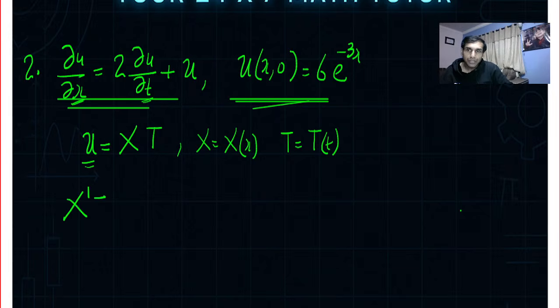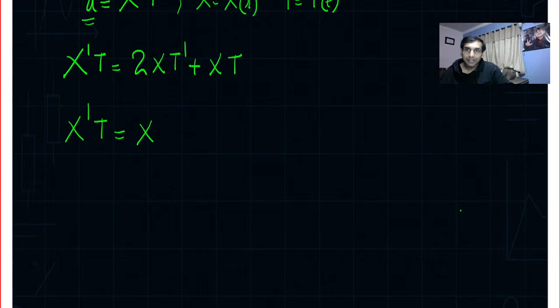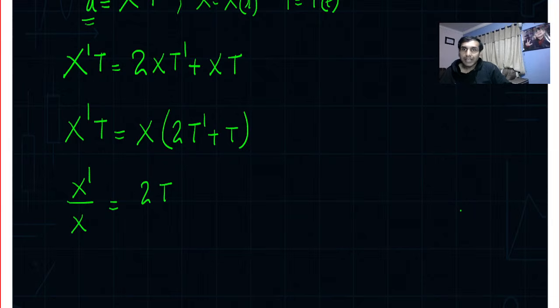x dash into t is equal to 2 x into t dash plus x into t. Okay, now what will you do? You have to separate the variable. I can already see one advantage. So what I'm going to do is write x dash into t is equal to, there's something common here, 2t dash plus t. That means x dash divided by x is equal to 2t dash plus t divided by t.